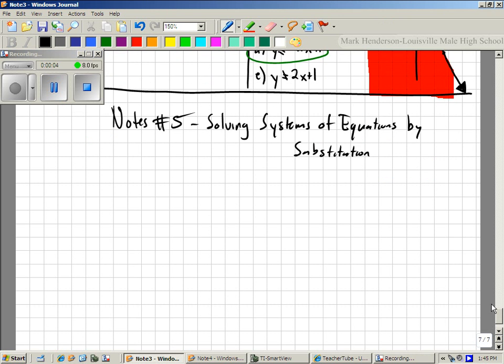So before we get started with doing any of this, what does it mean to substitute something? Yes? Okay, you take something out and then you put something else in. Does everybody agree with that? But it's a little bit more specific than that.